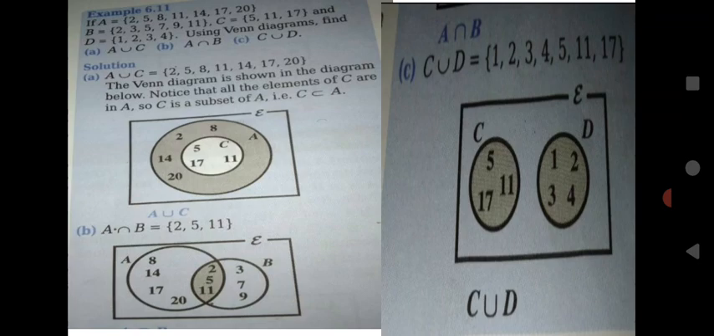Then for C union D, why are they separate? They are separate because there is nothing common between C and D. There is no member that is common to both of them.